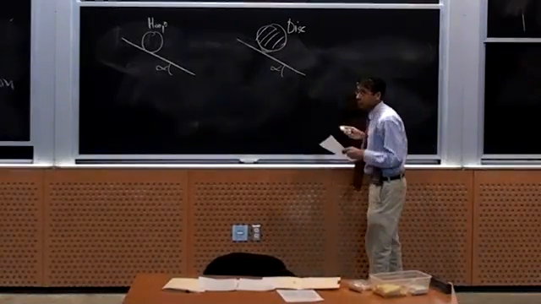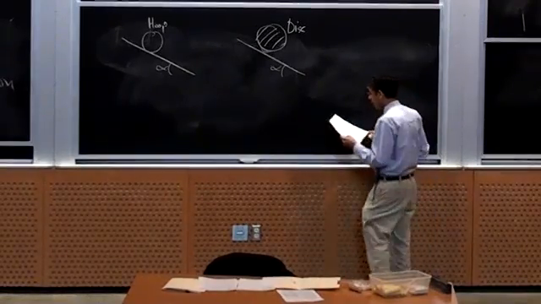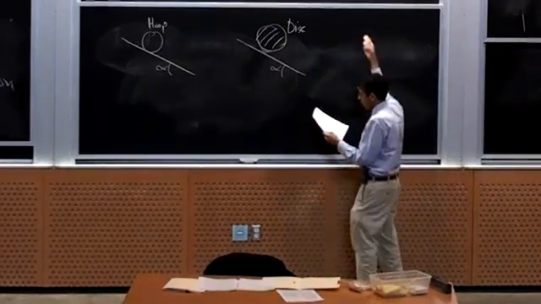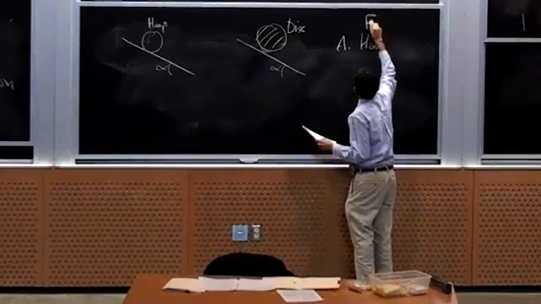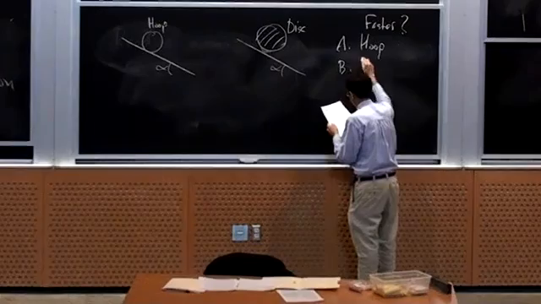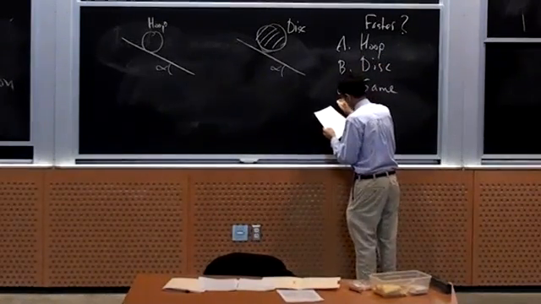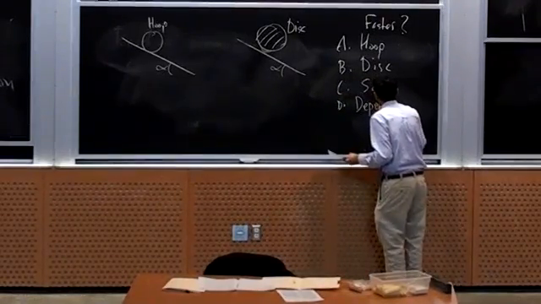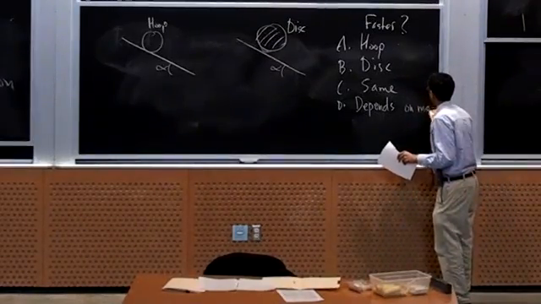And the mass is the same? I didn't say that. The question is the mass the same? So I'm going to give you that choice. So the question is, which goes faster in acceleration or velocity? So the choices were the hoop, so to answer the question about mass, so one of the choices is that it depends on mass.